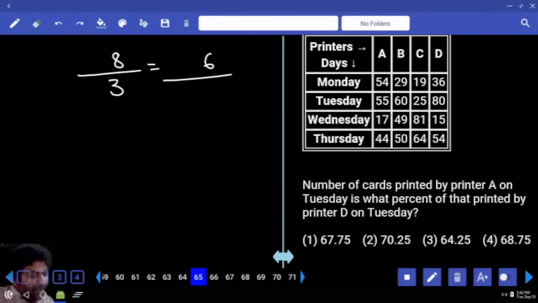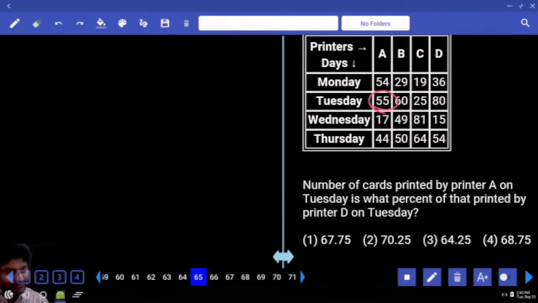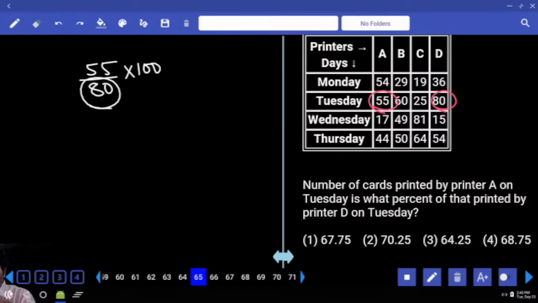Number of cards printed by A on Tuesday, 55. A on Tuesday is what percent of that printed by D on Tuesday? D on Tuesday, 80. 55 upon 80 into 100. What is 10% of the denominator? What is 70%? 7 into 8, 56. And how much do you need to subtract now?